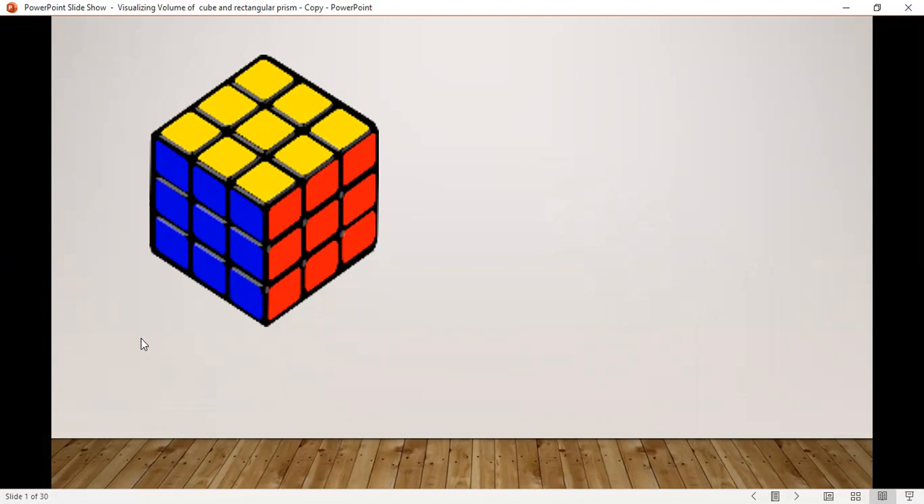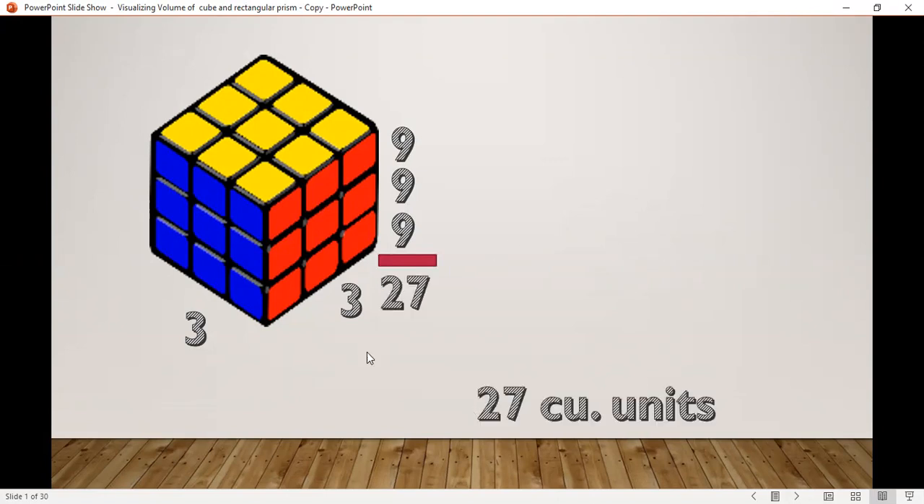Today, share ko lang po yung visualizing a volume of a cube and rectangular prism. So this is a cube having the sides of 3 units. So the length is 3, the width is 3, and the height is 3. So it means that each layer has 9 unit cubes. So 9 first layer, second layer 9, third layer 9. The total number of cubes is 27. So there are 27 cubic units.